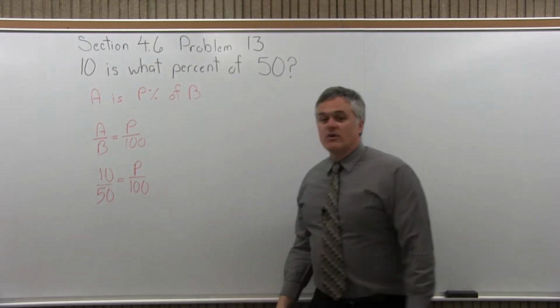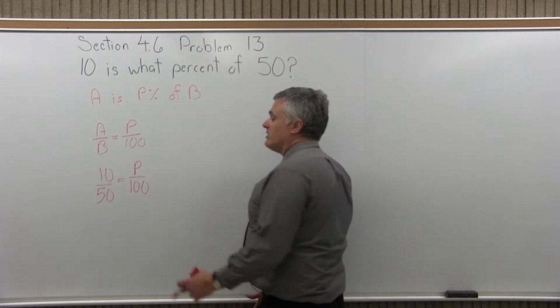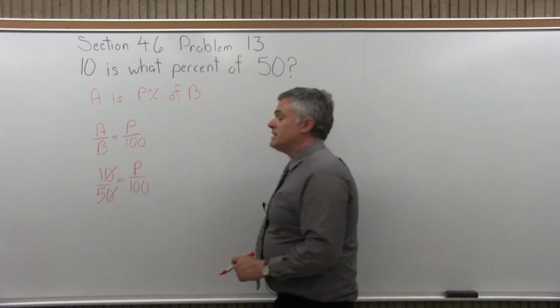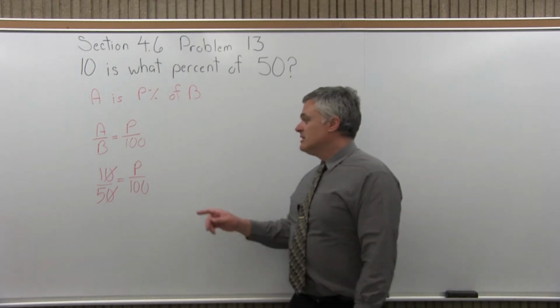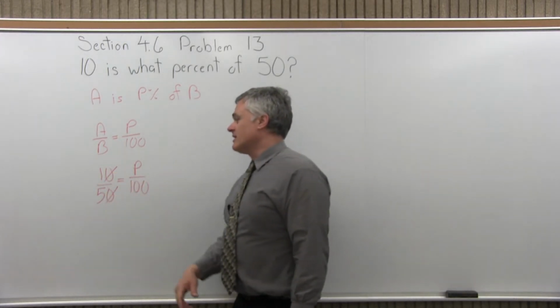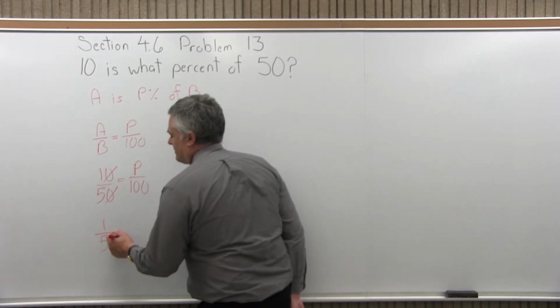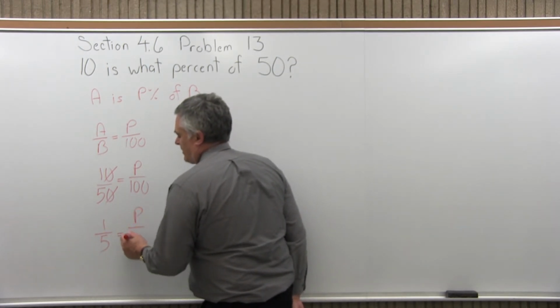So now to solve that, we cross multiply. Now if you want, you can reduce the 10 and the 50. They reduce very nicely. You can chop off the zeros. Basically what you're really doing is dividing 10 into the numerator, dividing 10 into the denominator. So you'll have 1 over 5 equals P over 100.